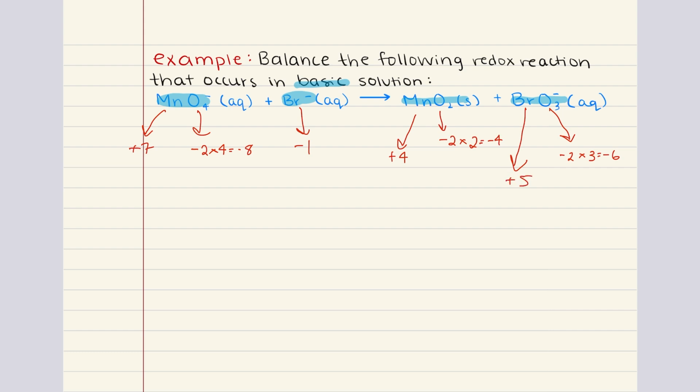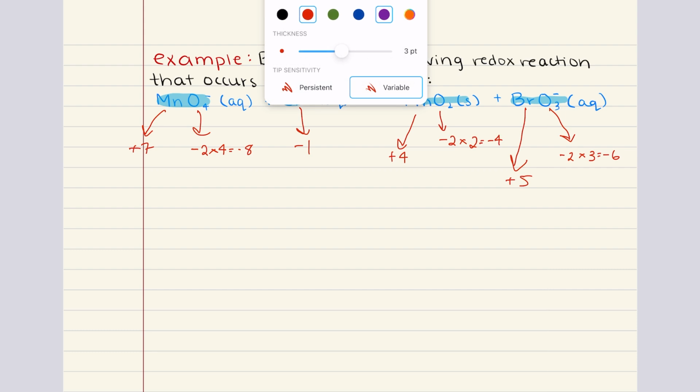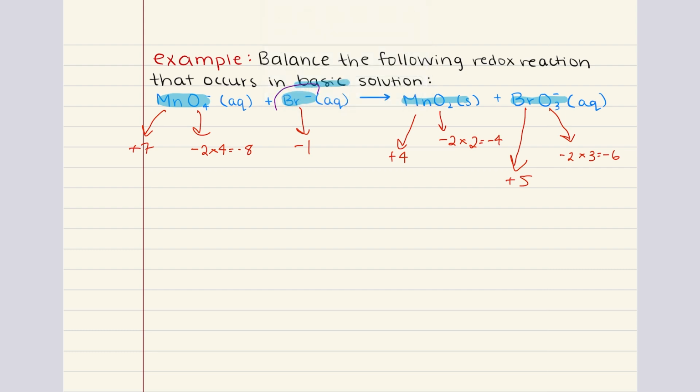Now, if we take a closer look at bromine here in the reactants and here in the products, we notice the oxidation number goes from -1 to +5. So it increases in the oxidation number, which means it loses electrons and it's oxidized.